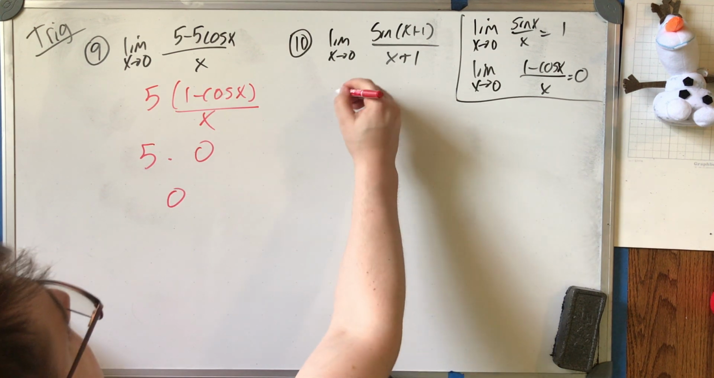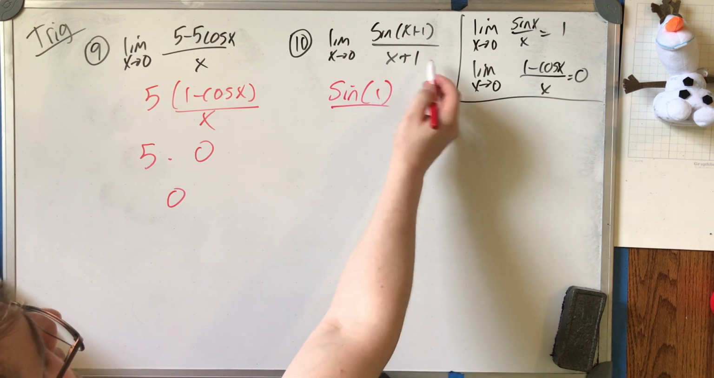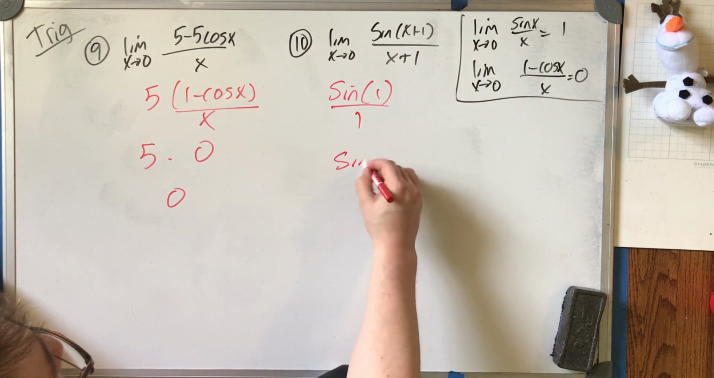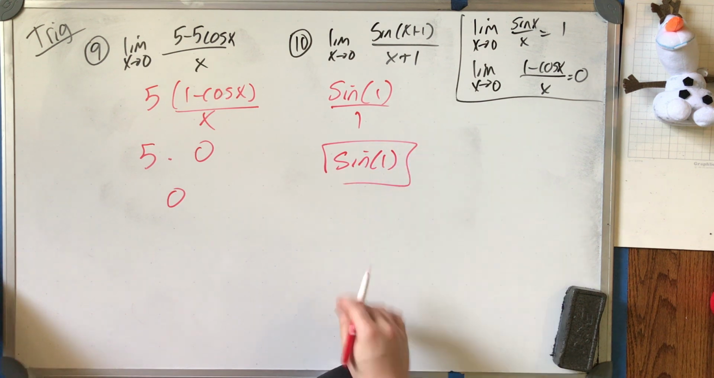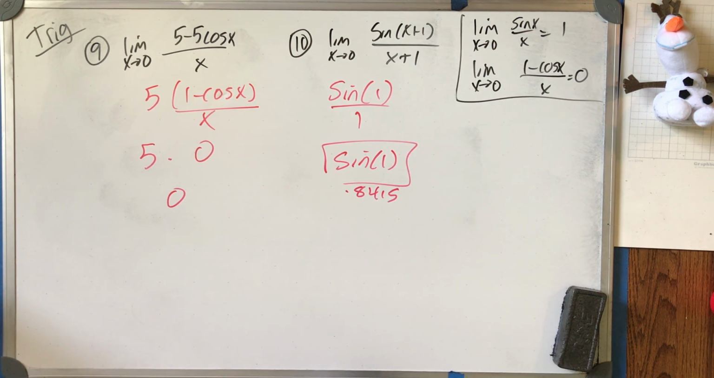This one, it is trying to trick you like we did with 8, except that we can just direct substitute here. This will be sine of 0 plus 1 over 0 plus 1, which is just 1. So whatever sine of 1 is in radians, that's what this is. So that's like 0.8415. So they tried to trick us.